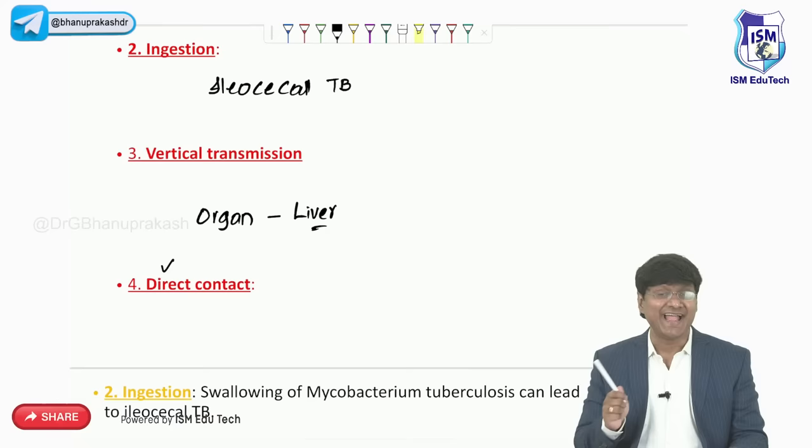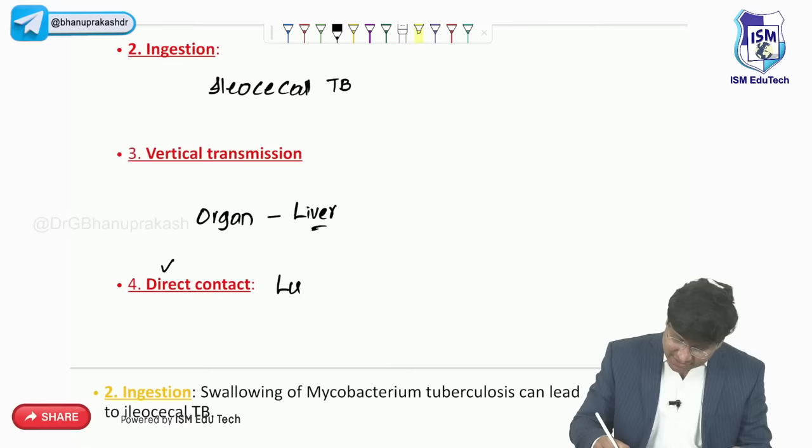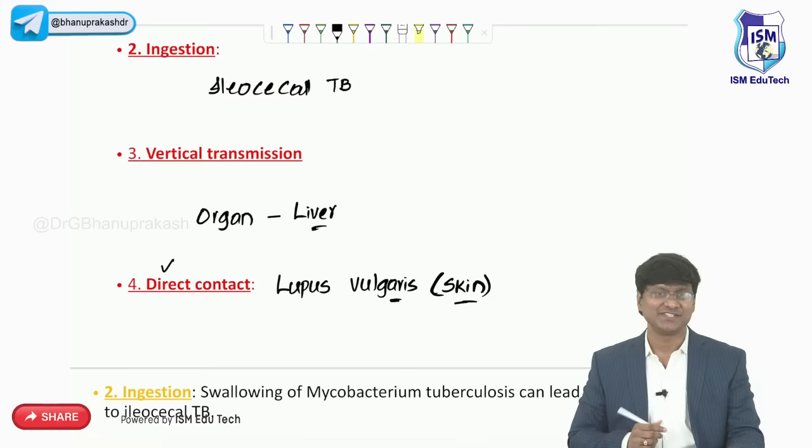And this direct contact tuberculosis, what do we call this as? We call this as lupus vulgaris, right? Which is nothing but skin tuberculosis. So these are the four methods of the spread of tuberculosis.